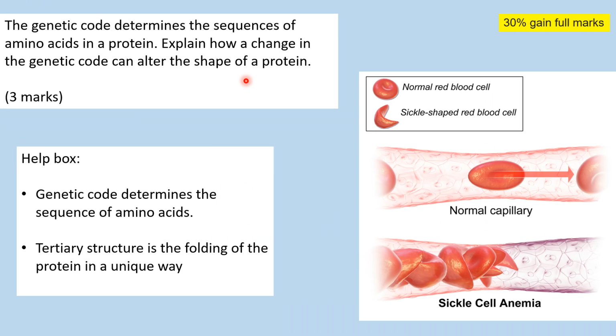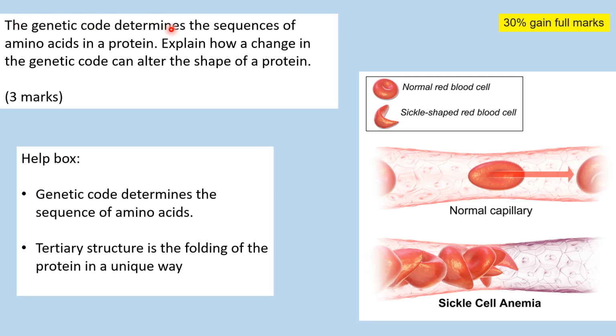Let's go into our next question. Have a read of this question and then we'll go through the answer. Okay, so this is a very, very important question. Only 30% of students get full marks. It's a 3-mark question. Although you may not at this stage in year 12 AS level have done genetic mutation, you still should be able to access this.